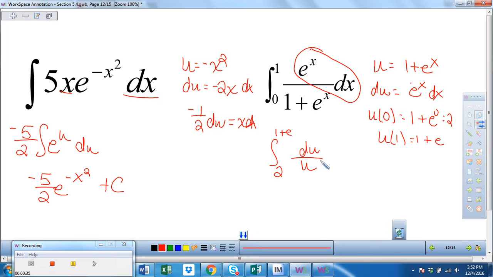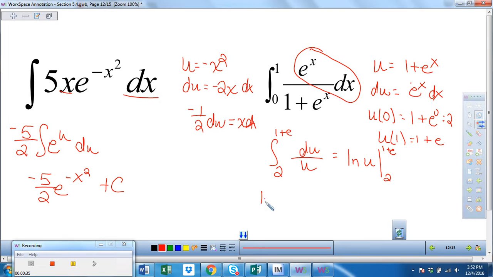And because u is in the denominator, that gives me the natural log of u evaluated from 2 to 1 plus e. Now you might ask, why didn't I put that in absolute value? Well, I didn't have to, because I know I'm integrating over positive numbers, so I know that that's always going to be positive, so I don't have to put that in absolute value.